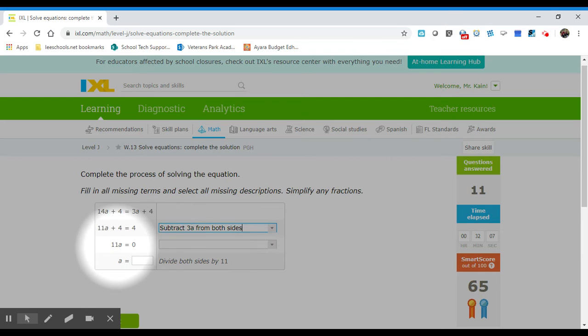Now let's look. What's gone? Well, on this side, you just have the 11a and the 4 is gone. So it looks like they did the opposite, which is subtract 4 from both sides, which is why this is 0, because 4 minus 4 is 0. So they subtracted 4 from both sides. And then we look at this side, we notice that the 11 is completely gone. So they divided both sides by 11, and 0 divided by 11 is still 0.